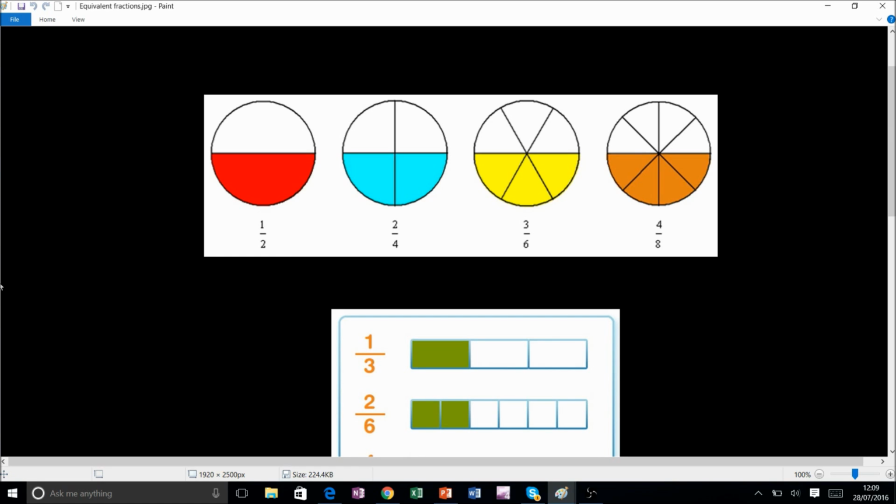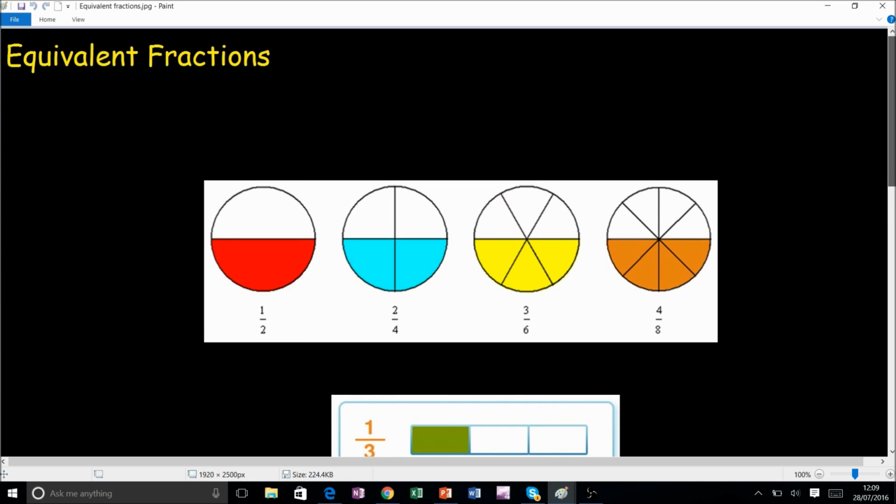Now, when I say they look different, for example, here we've got 1 over 2, 2 over 4, 3 over 6, and 4 over 8. These fractions all have different numerators and denominators, but they still have the same value. If you simplify any of these, they would all simplify back to a half.